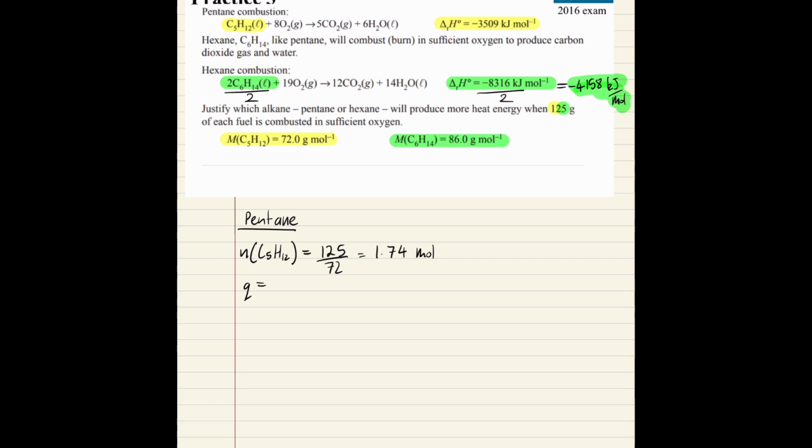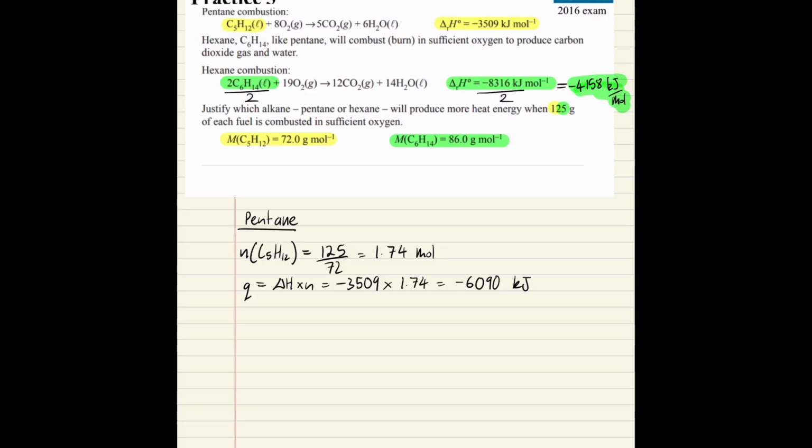Okay, and then Q equals delta H times n. Delta H, because it's just 1 mole of pentane being burnt, we don't have to do anything because 1 mole of pentane has at least 3,509 kilojoules. So that's nice and easy. So times, so remember unrounded value in the calculator, 3509, and I get -6090, 3 sig fig kilojoules.